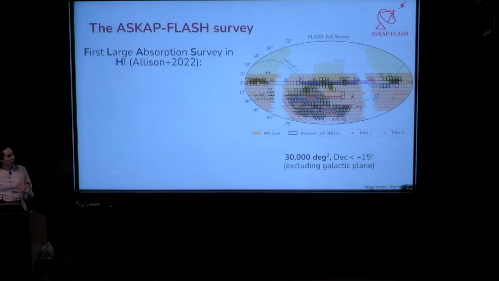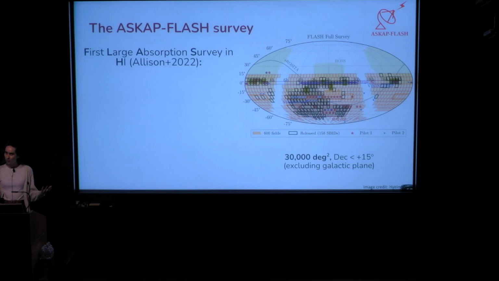As I mentioned, back home I'm an observer and I'm working as part of the FLASH survey. Again, different to the FLASH code that Tamim talked about just before, just to confuse you all. So this is the first large absorption survey in HI. It's being conducted with one of the telescopes in Australia. And the idea is that we look at the entire southern sky like you see in this sky map on the right here. So all 30,000 square degrees or so.